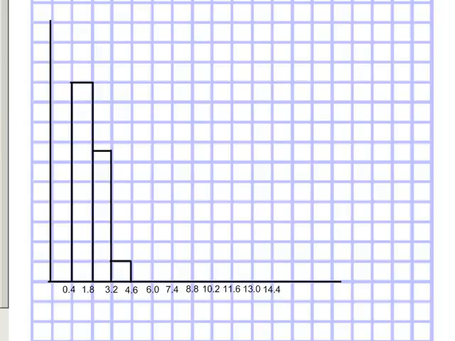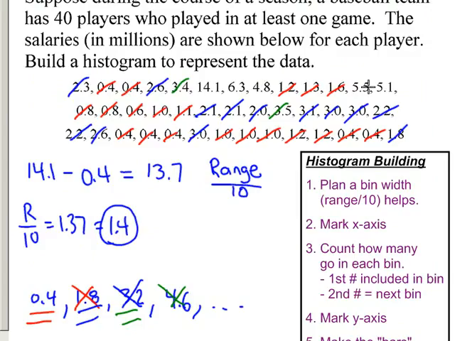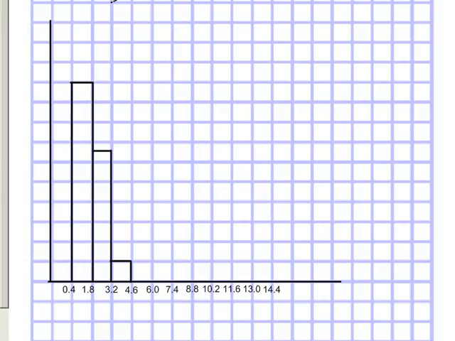4.6 to 6.0. It looks like we've got a couple in here. So we'll have 1, 2, 3. It looks like we've got 3 in that bin. I'll go back to my graph here. And we need 3, so we're going to go up a half here. That's going to be 3. And again, all these bars or bins should have all the same widths on them.